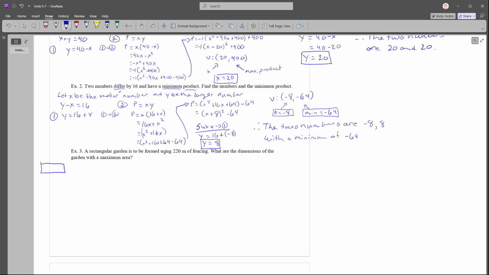Okay. And it is formed by using 220 meters of fencing. So remember, fencing is going to go around. What does that mean? Around a rectangle? That's the perimeter. So we know that the perimeter is equal to 220 meters. Awesome. What are the dimensions of the garden with the maximum area? So if we think about this, this is just a regular rectangle. So let's keep our let statements as simple as possible. Let's say let W be the width and L be the length of the rectangle.